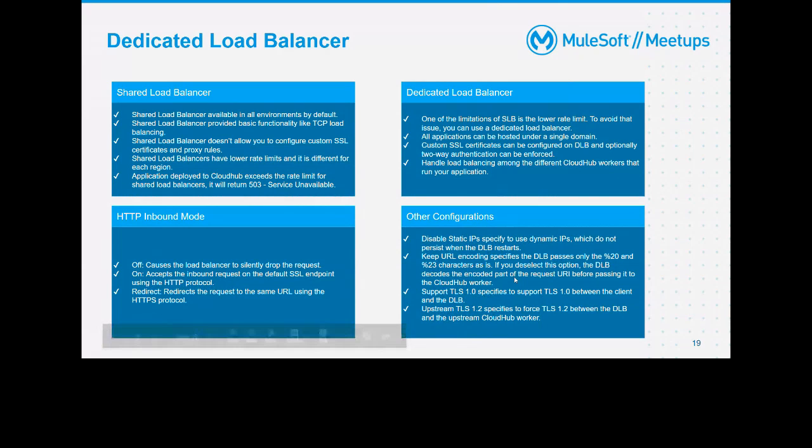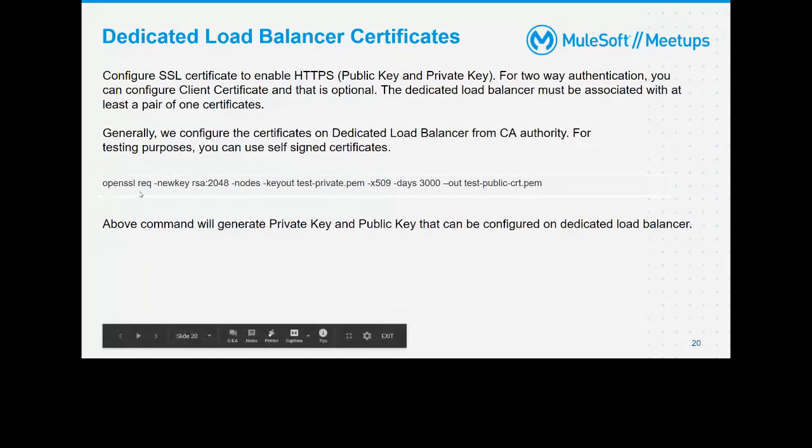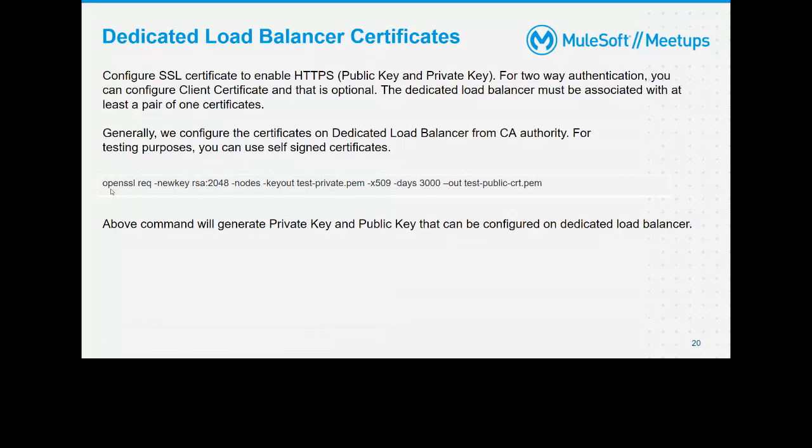Generally, for creating a dedicated load balancer we require at least one certificate, to configure the SSL certificate to enable HTTPS. You cannot create a dedicated load balancer without implementing a certificate on it. At least you require one private key and one public key associated with your dedicated load balancer. You can use the OpenSSL utility for generating a self-signed certificate. It is not recommended to use a self-signed certificate. Always use a certificate which is signed by a CA, a certificate authority.